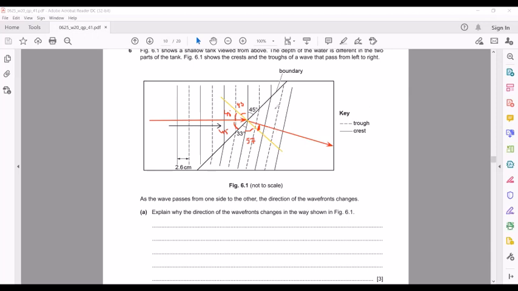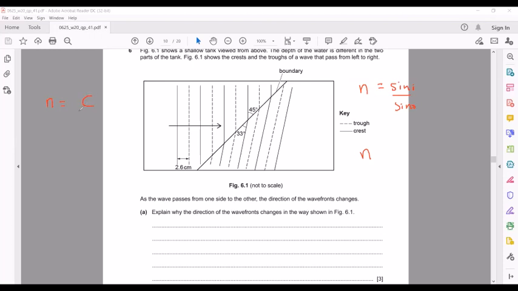Yes, Safif? So is it 33? Which one? The angle of refraction. Yeah, basically how we can calculate this. Look, we have a refractive index. Either we can use sine angle I over sine angle R, or we can use the angle of the wavefronts also. Both ways this question can be done.